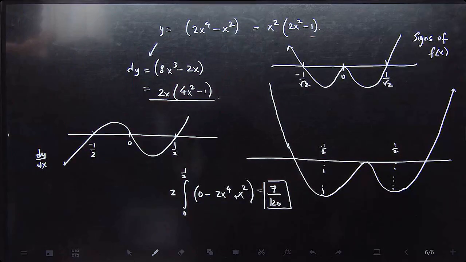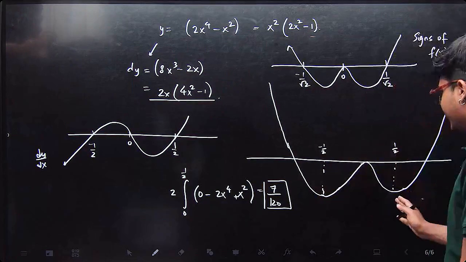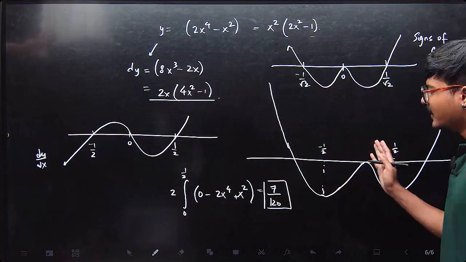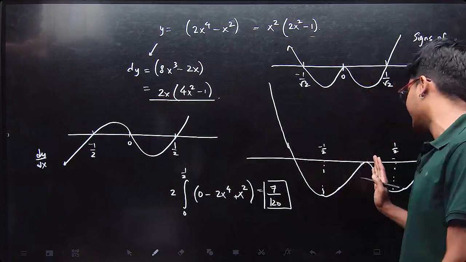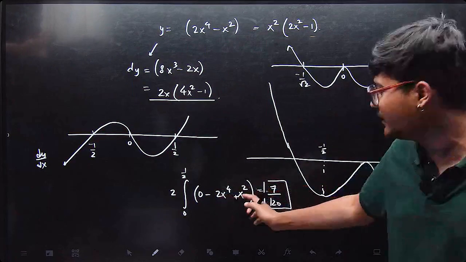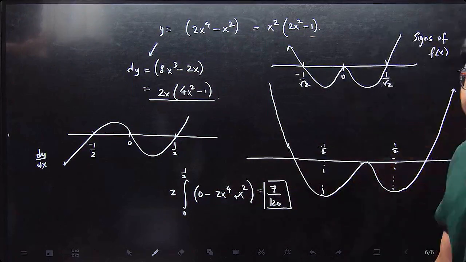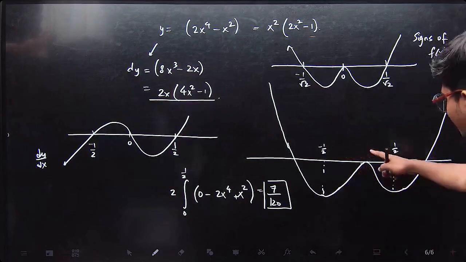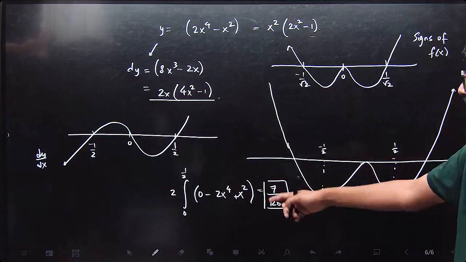Now what is the area you need to find? Between the points of its minima, which means between minus half and half. Now this function is an even function, so I can just calculate 0 to half. The integral of the upper function minus the lower curve. What is the upper curve here? It's 0. The lower curve is this function. So that is your required integral.